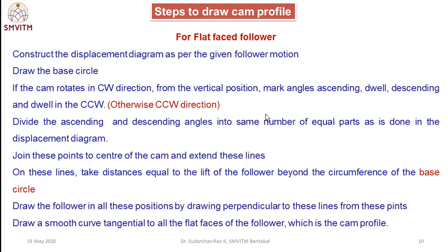Let me summarize the construction process. First you have to draw the displacement diagram, then draw the base circle. Since the cam rotates in the clockwise direction, from the vertical position mark the angles for ascending, dwell, descending and dwell in the anti-clockwise direction. Divide the ascending and descending angles into the same number of equal parts as in the displacement diagram, that is 6 divisions. Join these points with the center of the cam and extend these lines.